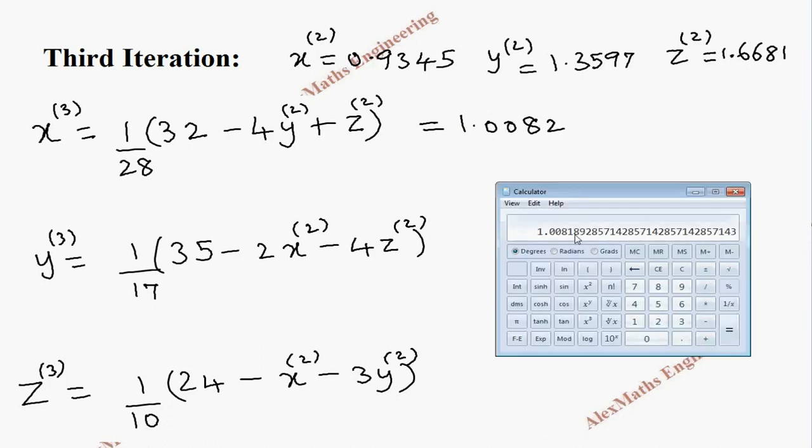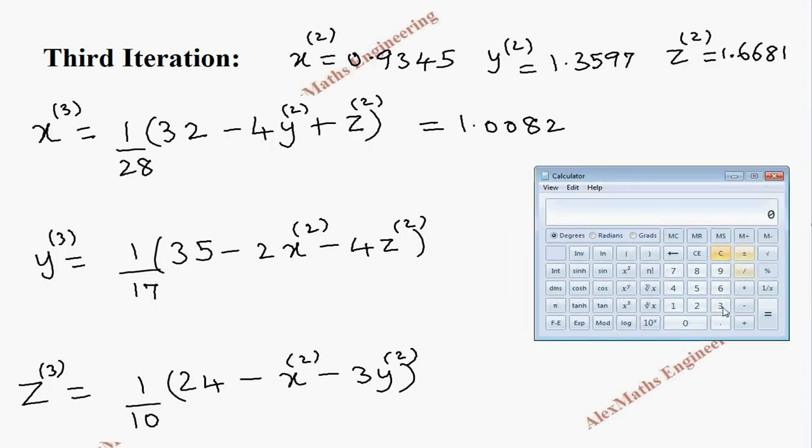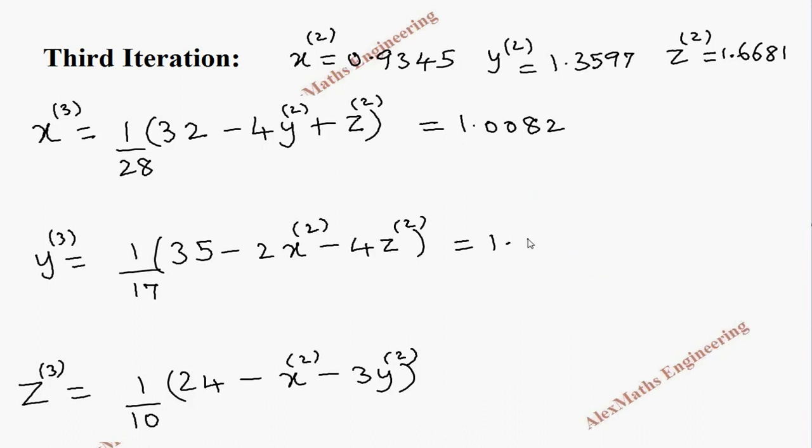Then coming to the second value, 35. So we have 35 minus 2x. So 2 into x of 2 is 0.9345, minus 4z into 1.6681. After that we have to divide by 17. We get 1.5564.